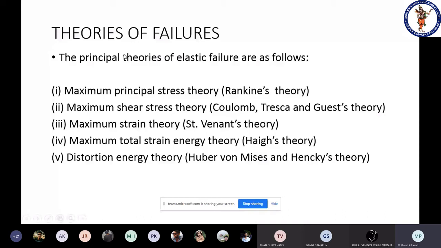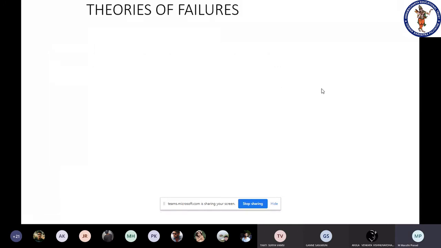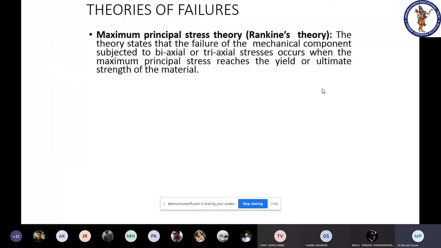Today I will just give one or two important theories. In the next class, let us go for the remaining theories of failure. So first theory of failure is maximum principal stress theory, which is proposed by Rankine. You should remember both the names. In some examinations, they will ask you to solve a problem according to Rankine's theory. In some examinations, they might ask you to solve it by using maximum principal stress theory.